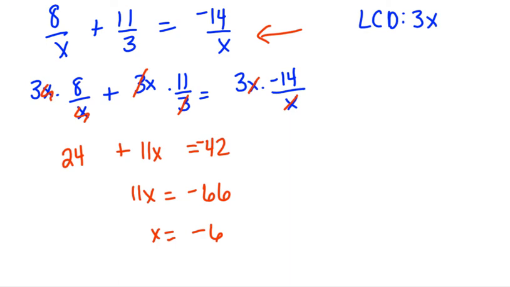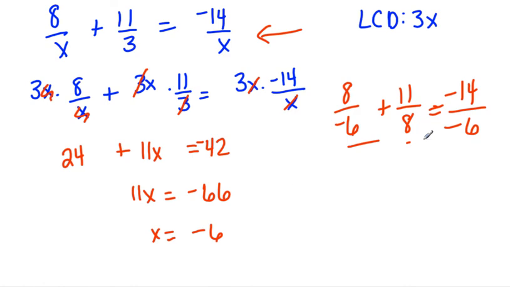Who has questions? -6. If I put -6 in for x in the first equation, it does not give me 0 on the bottom. Therefore, it's a solution. All right, do example 3.